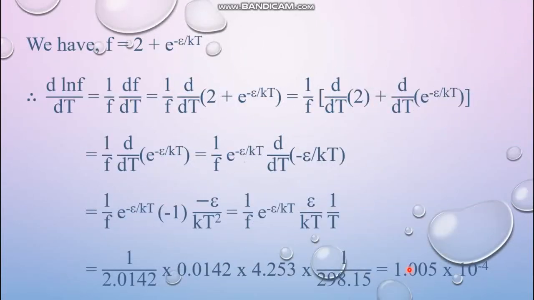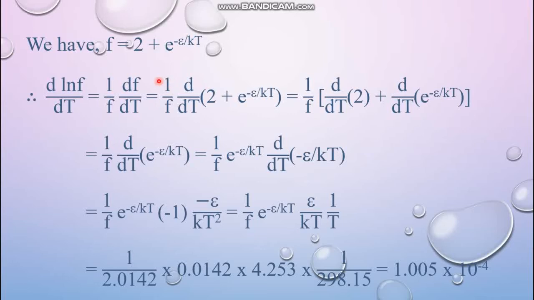Okay, now the value of d ln f by dT, isn't it? Most of the expressions are derivative expressions, differential expressions are left, so we have to now differentiate the value of ln f. So we have got the expression of f as 2 plus e to the power minus epsilon by kT. So the value of d ln f by dT should be actually 1 by f df by dT, isn't it? Definitely. And the value of df by dT is what? It is the differentiation of 2 plus e to the power minus epsilon by kT with respect to temperature, and divided by f.